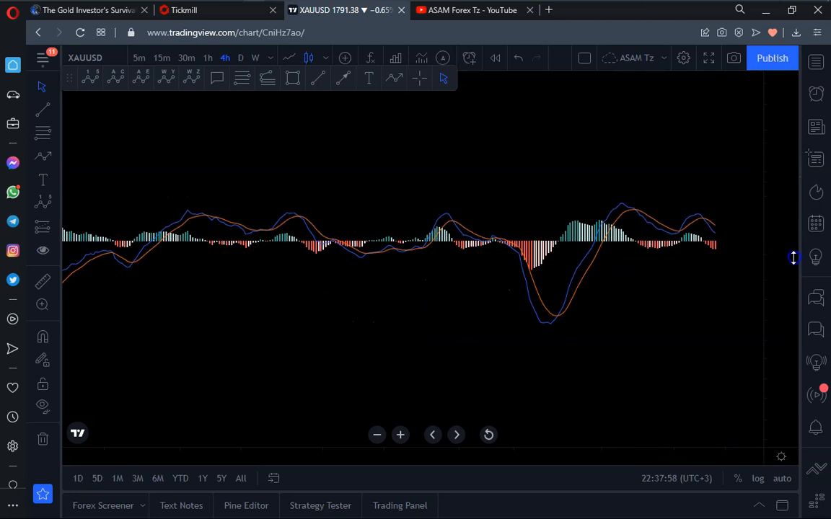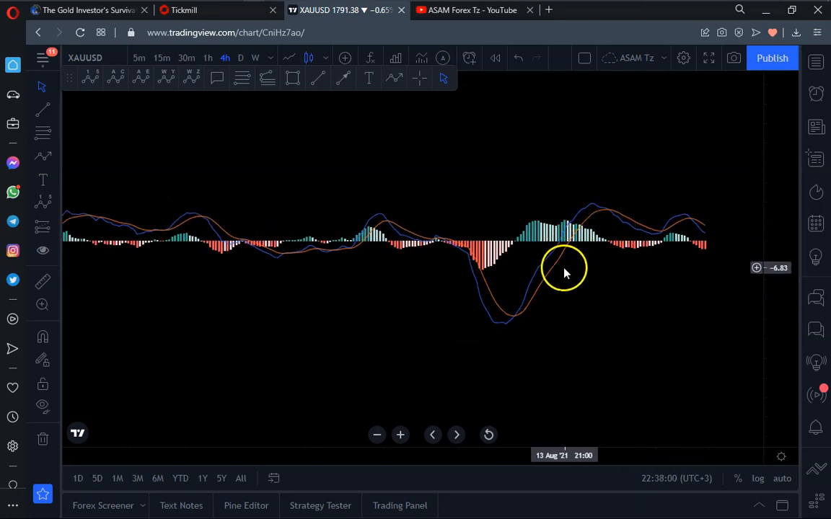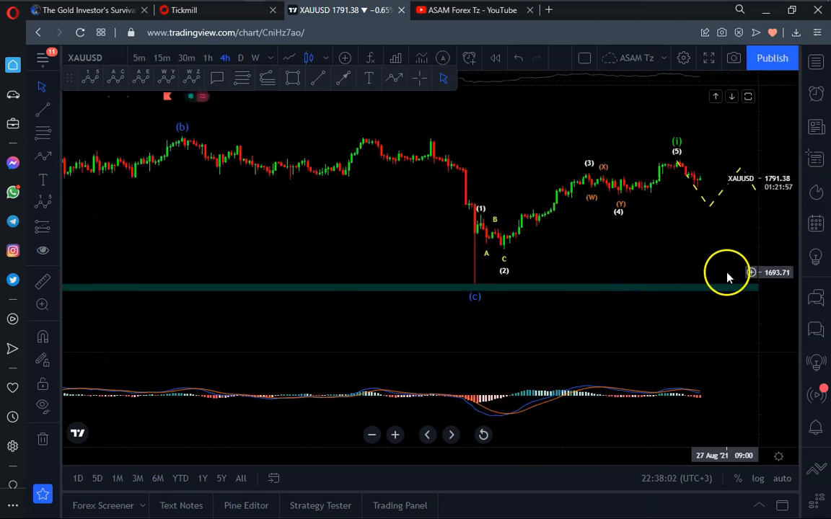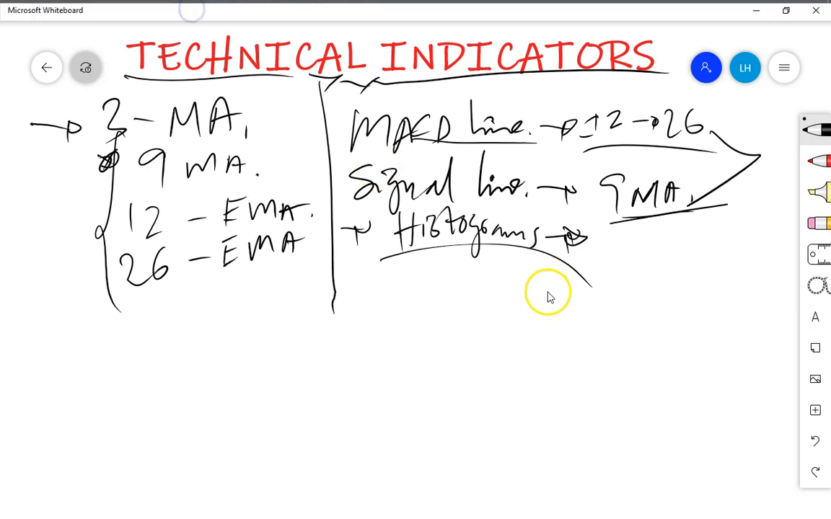So let me go to uses, then I'll be back again to MACD. I'm going to use it, and then I'll be back again to this MACD. So now let us see what we call the four uses of MACD.